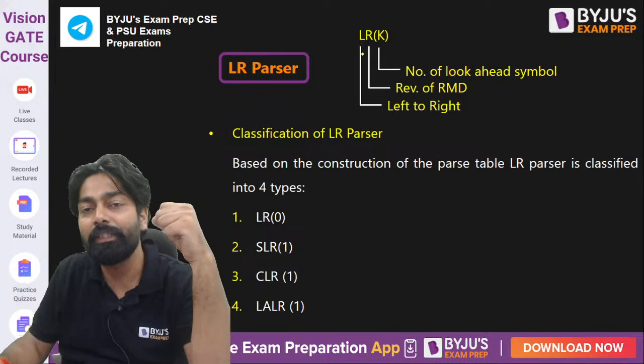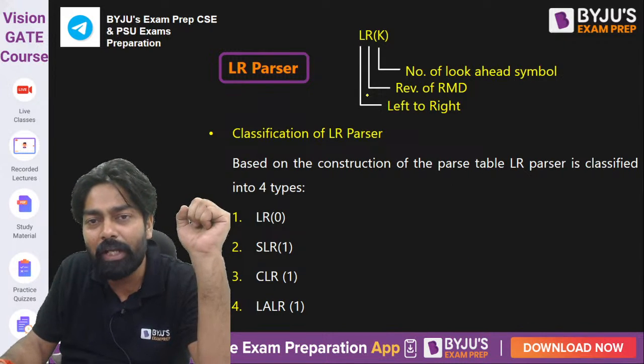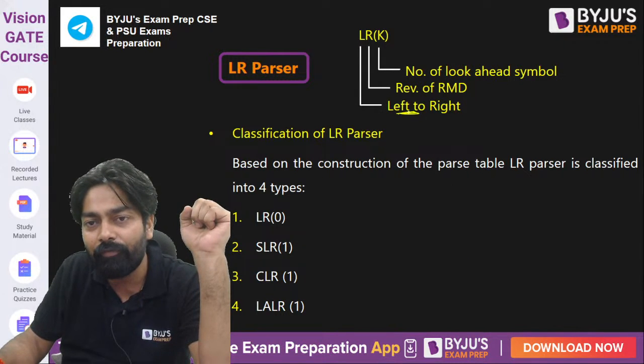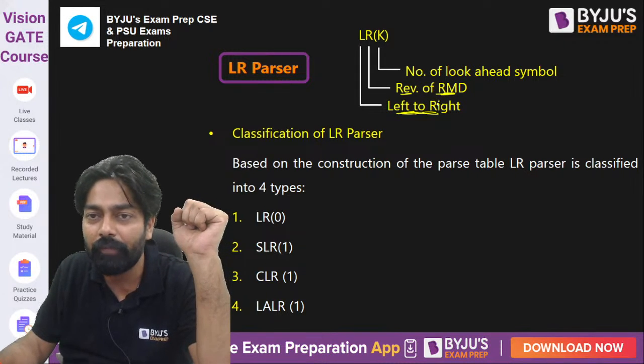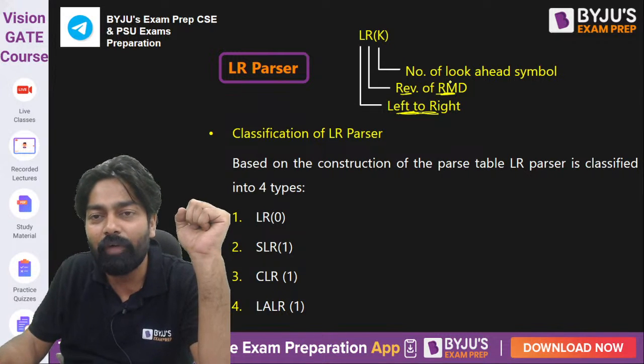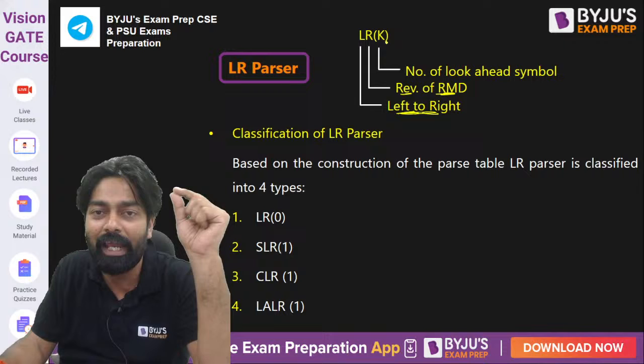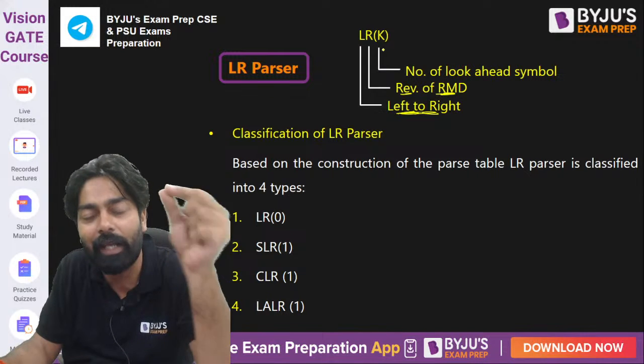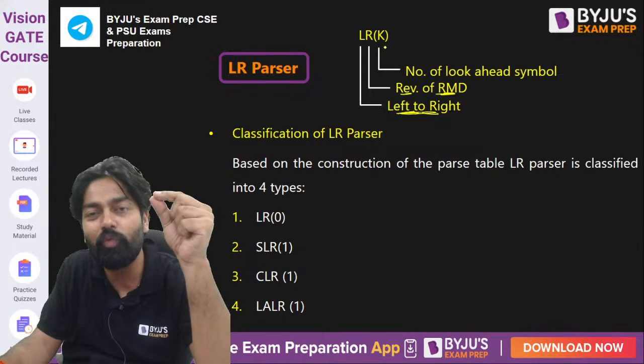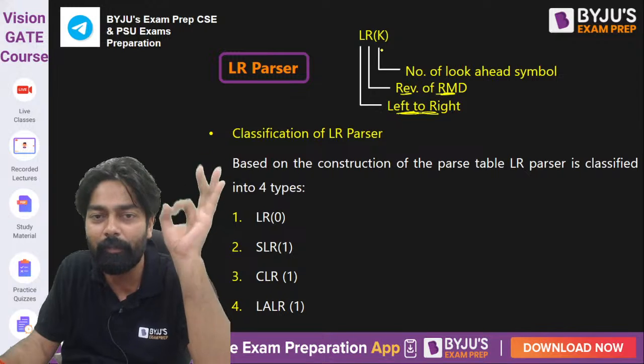What is the meaning of L? In exam they will ask. The meaning of L is nothing but left to right, scan left to right. What is the meaning of R? It is nothing but reverse of rightmost derivation. The meaning of K is the number of look ahead symbols. Already we have seen in LL1 also, K is 1, then you can read one input at a time. If K is 2, you can read 2 inputs at a time. I think you know the meaning of this.